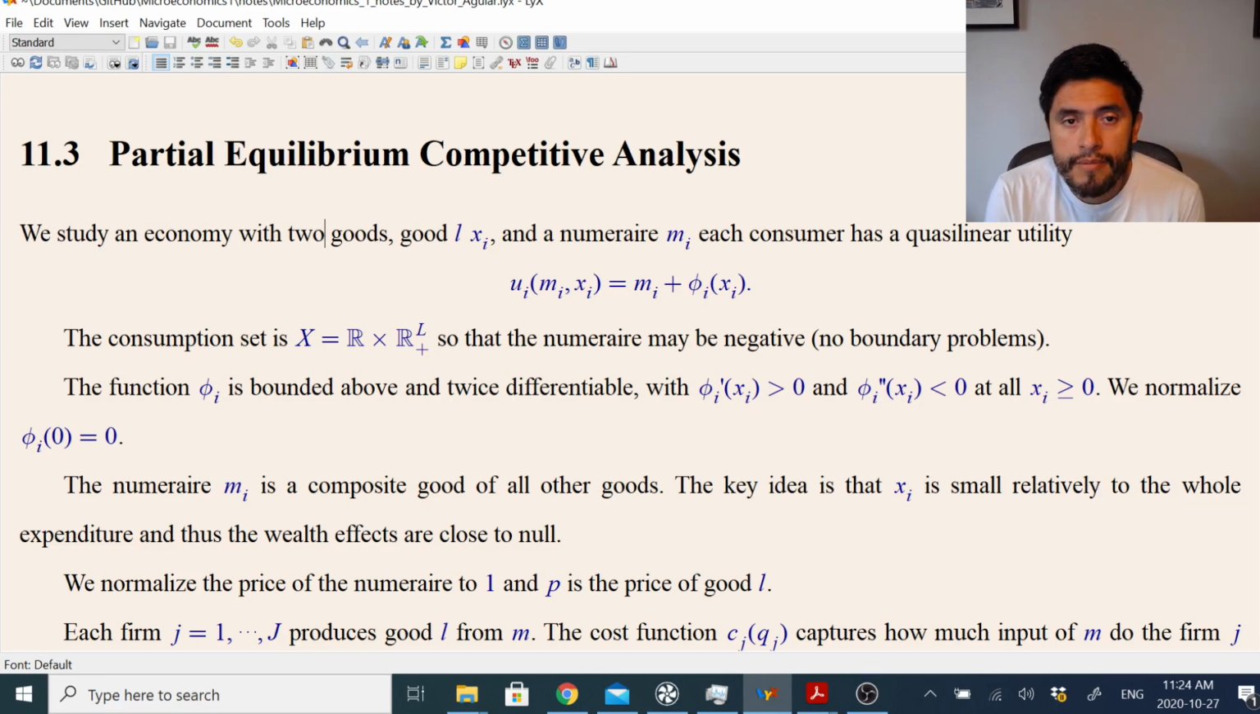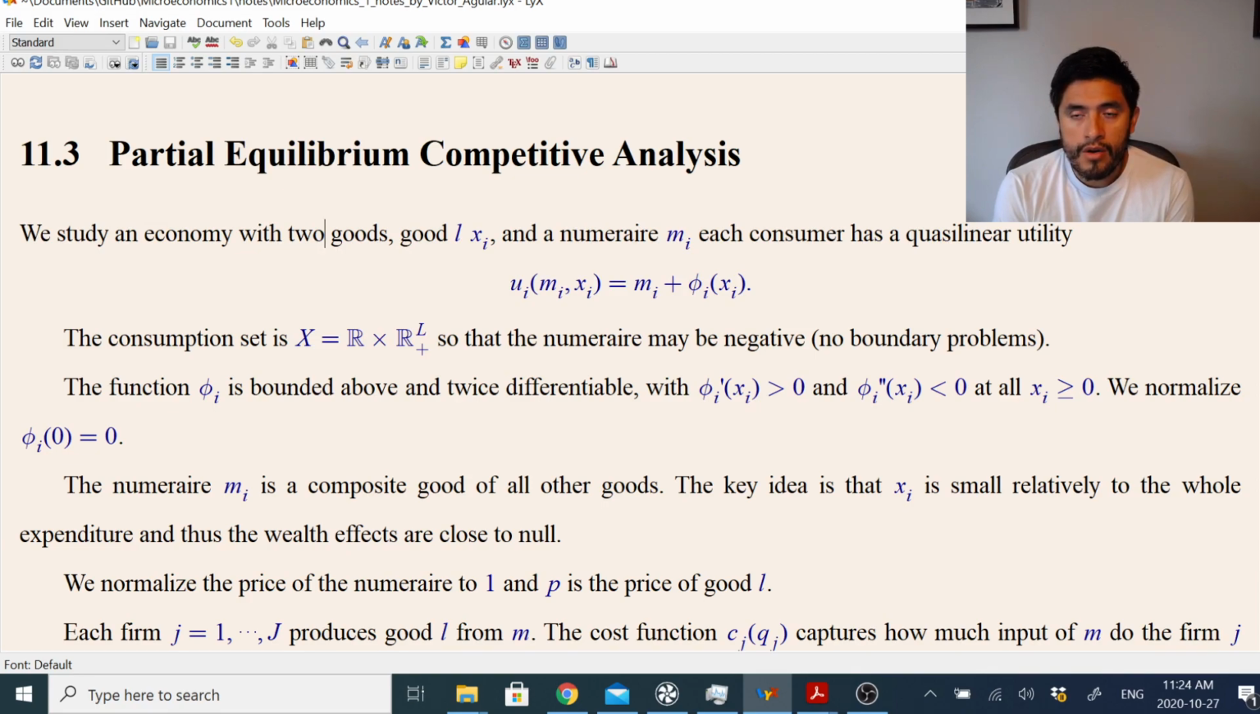This is called partial equilibrium competitive analysis. And the heart of this model is that consumers are assumed to have a particular kind of utility. They cannot have general utilities. They're going to have what is called quasi-linear utilities. And we also have more structure.